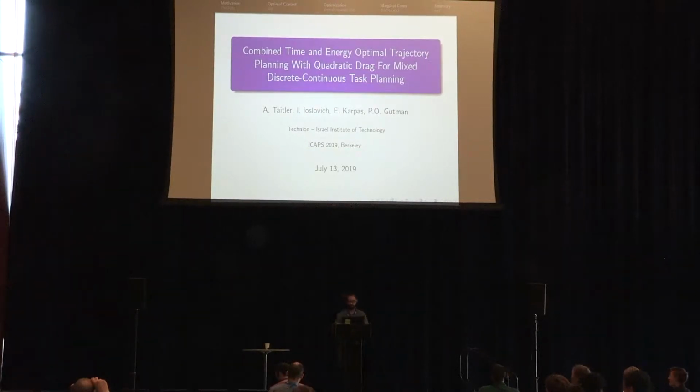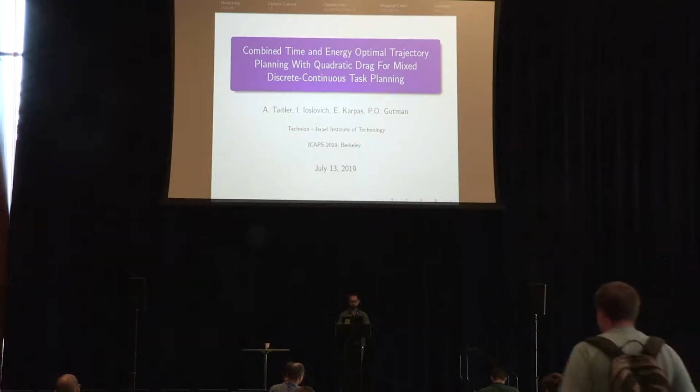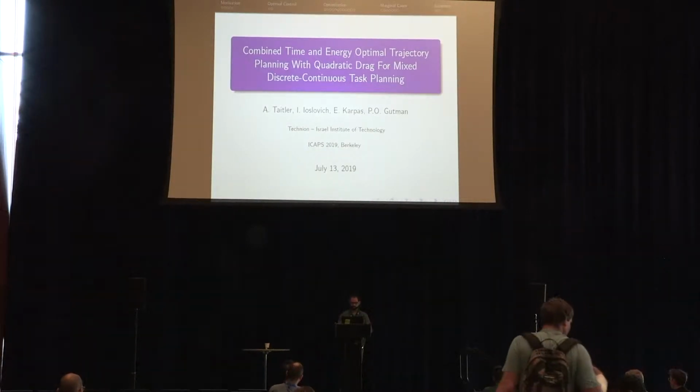Okay, thank you everybody. So we're going to talk about a journal paper that we published like 8-9 months ago. This is part of a work on hybrid planning, or discrete-continuous task planning. I will start with the motivation to explain how it fits into the grand scheme, and then I will dive into the optimization. And for those of you who are not coming from control, I'm sorry.